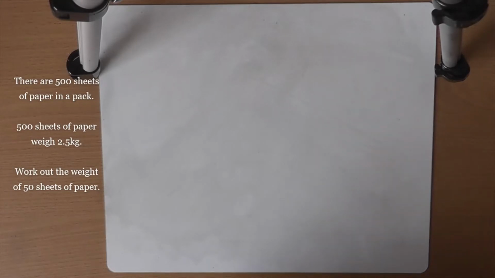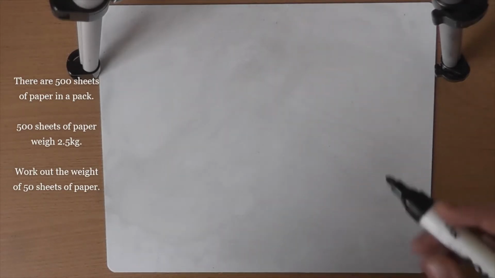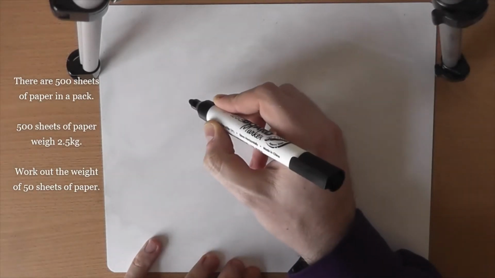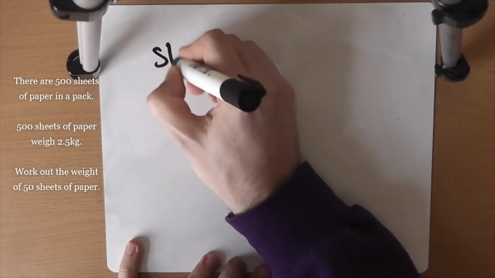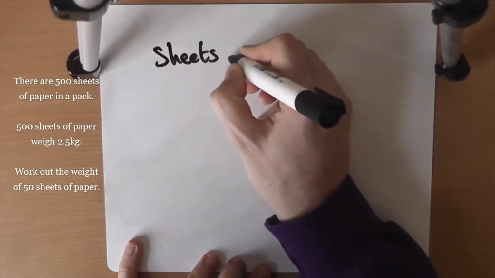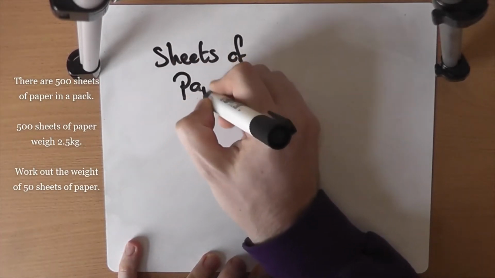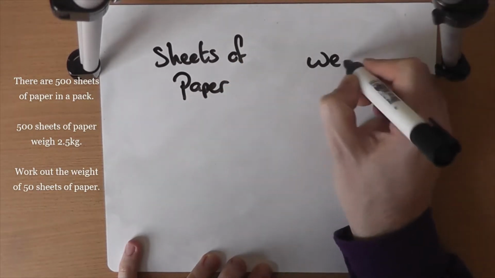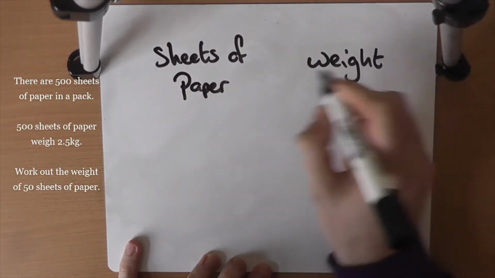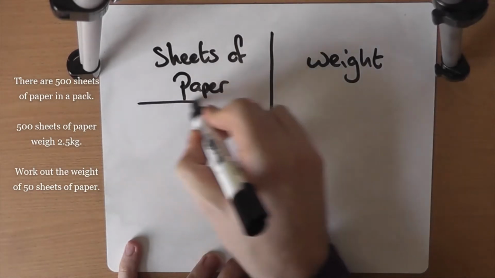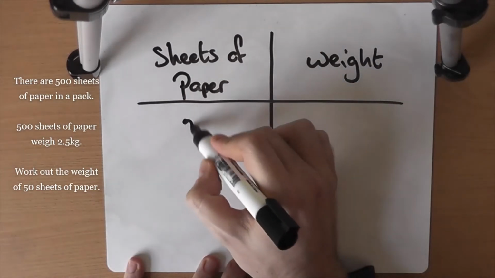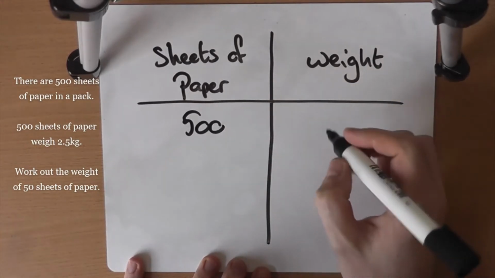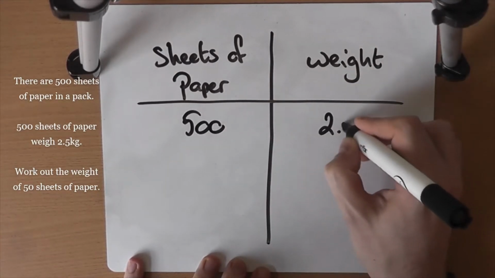First thing we're going to do, step 1 in any of these questions, is we're going to draw ourselves a very quick table. We're going to have 2 columns. One column is going to be one of the quantities, the other column is going to be the other quantity. So we're going to have sheets of paper and weight for our 2 columns. And we're first of all going to fill in the information that we're given in the question. 500 sheets of paper weigh 2.5 kilograms.